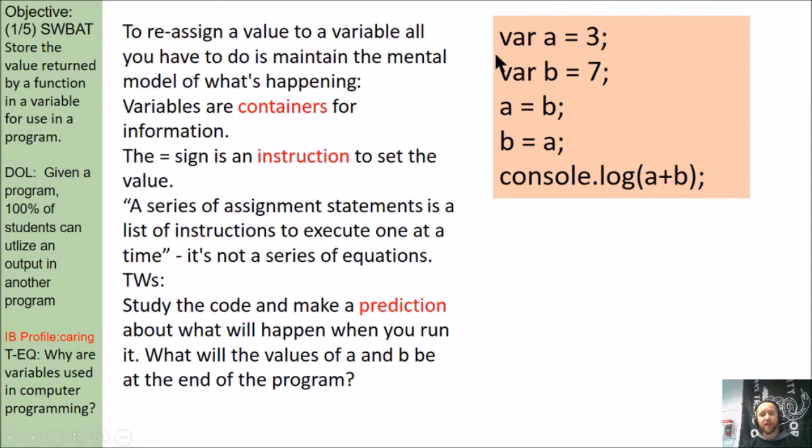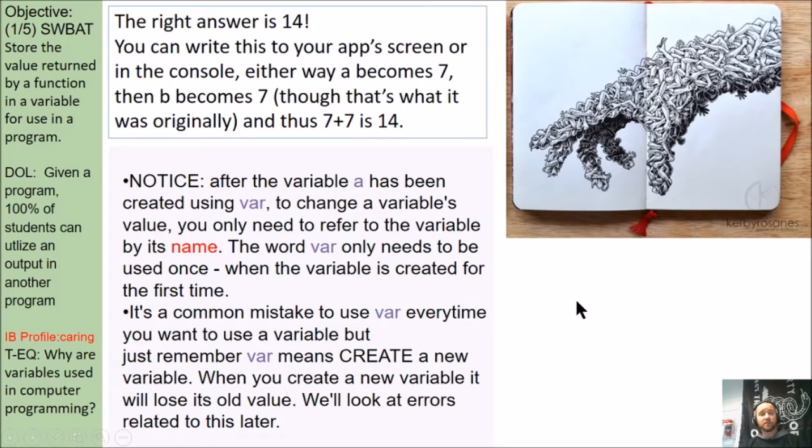What will the values of A and B be at the end of this program right here? So the right answer is 14, and you can write this to your app screen or in the console either way. A becomes 7, and then B becomes 7, though that's what it was originally, and thus 7 plus 7 is 14. And I think you really want to pause here and think about what's going on. I am positive that on the test you will be looking at situations where variables are changing and they want to know what the end value of a variable is.